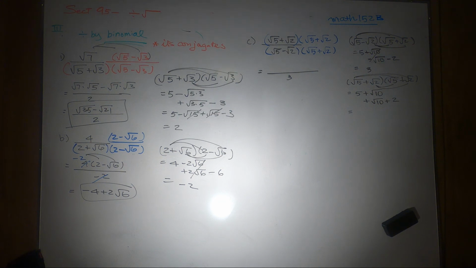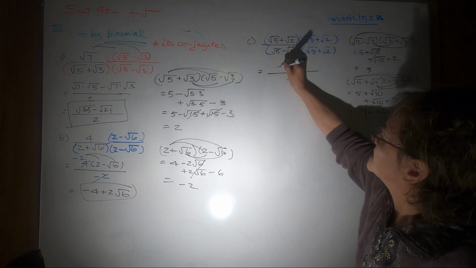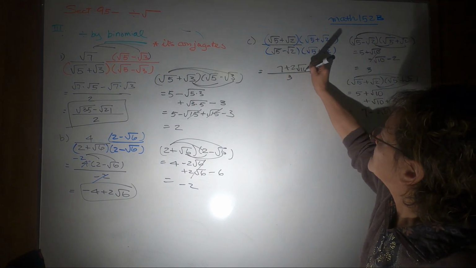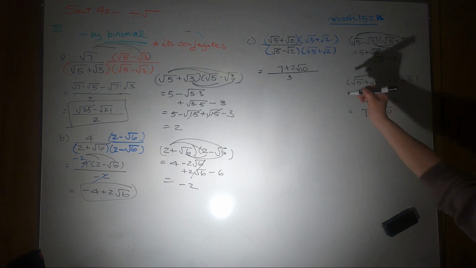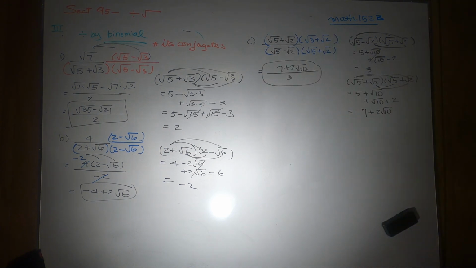So what do we have now? 5 plus 2 is what? 7 plus what? 2 of the square root of 10. Is that right? So that will be 7 plus 2 square root of 10 on the top. Okay, so that will be your answer.